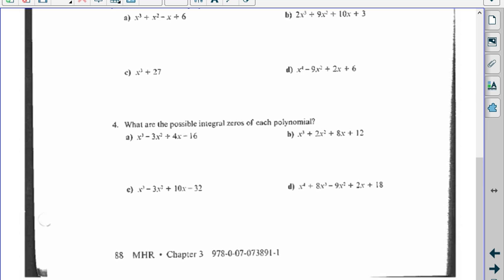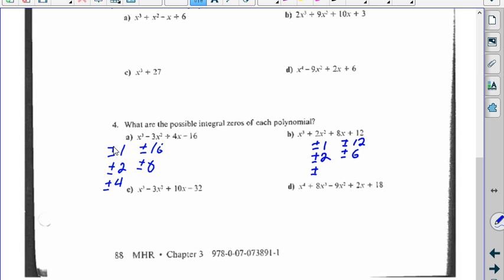So, all we're talking about: what are the possible integral zeros? Factors of 16: plus or minus 1, plus or minus 16, plus or minus 2, plus or minus 8, plus or minus 4. Now, I could ask you for the possible factors, which would be x minus 1, x plus 1, and so forth. Over here: plus or minus 1, plus or minus 12, plus or minus 2, plus or minus 6, plus or minus 3, plus or minus 4.